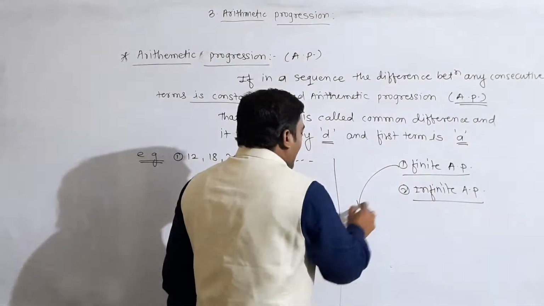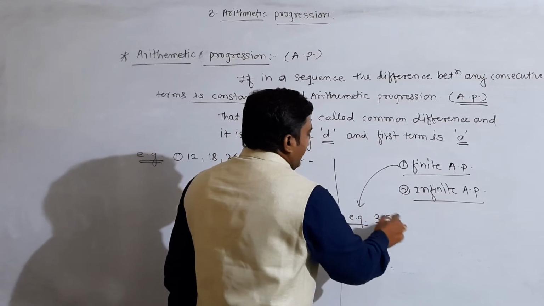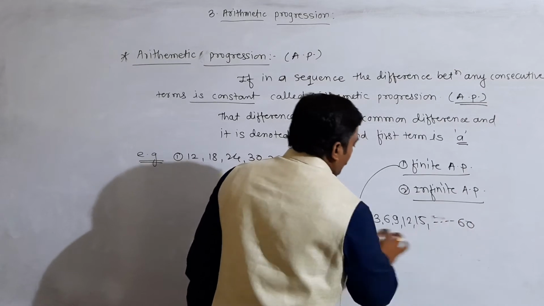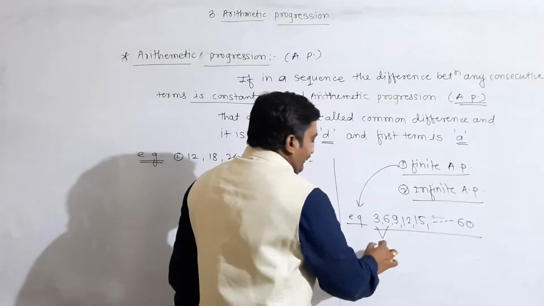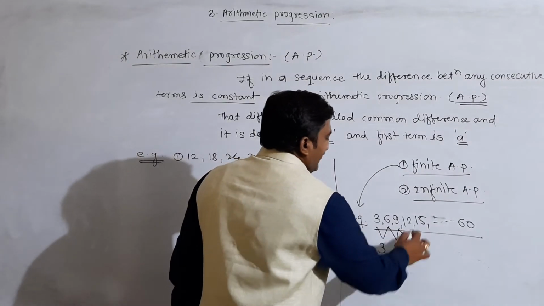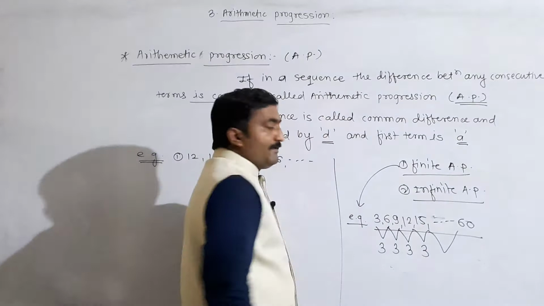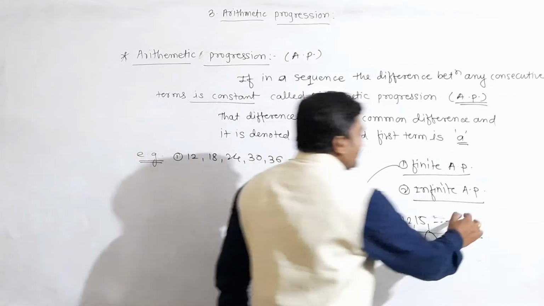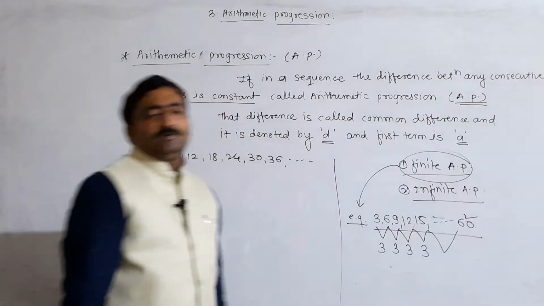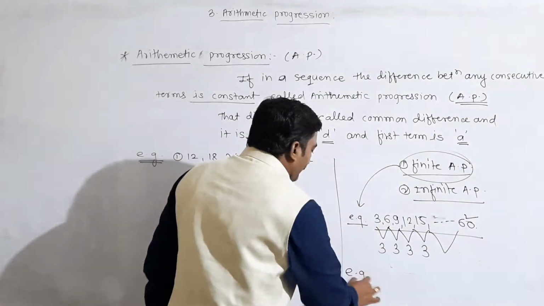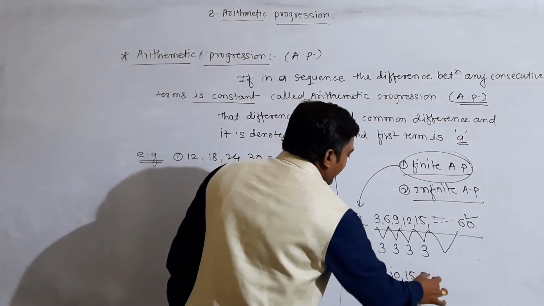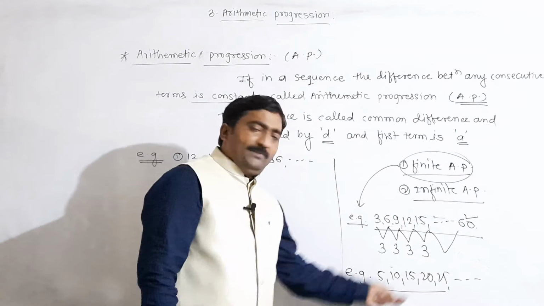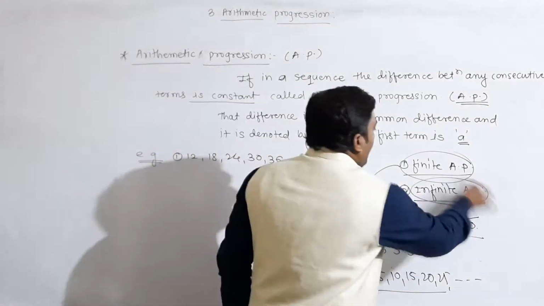When we are given 3, 6, 9, 12, 15, up to 60, this is an AP because the difference between any two consecutive terms is constant. But this AP has a limit, up to 60. Therefore, this is called a finite AP. And when we are given 5, 10, 15, 20, 25, and so on, it means this AP is infinite. So this type of AP is called infinite AP.